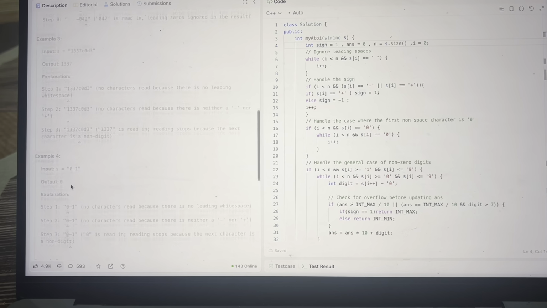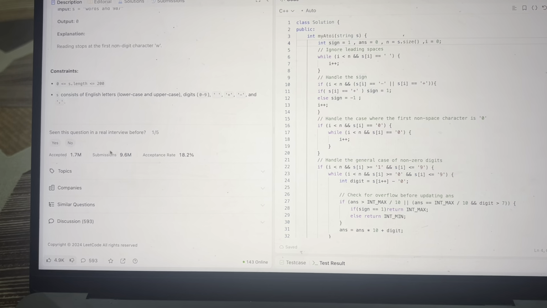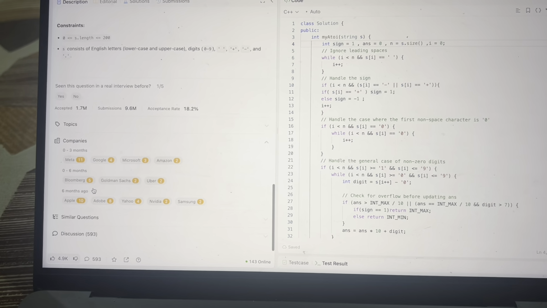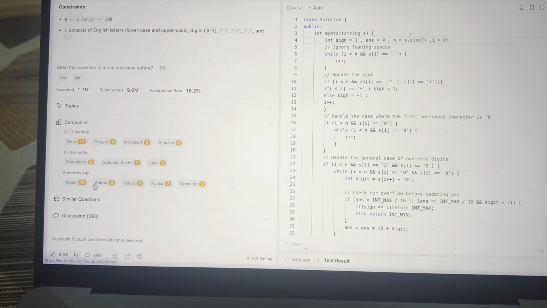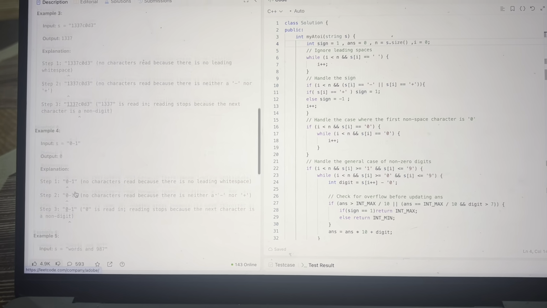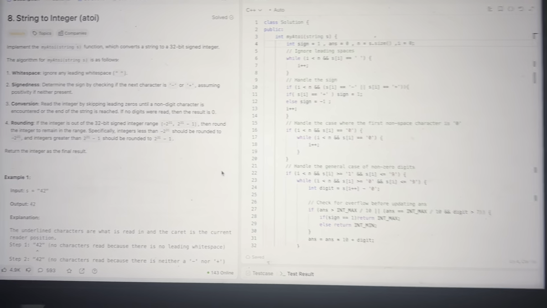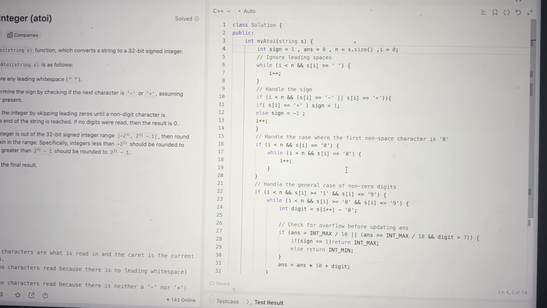It has been asked in multiple companies. You can see them. All these companies have asked it recently. And yeah, let's look at the solution now. So as you can see here, it's very clear now.